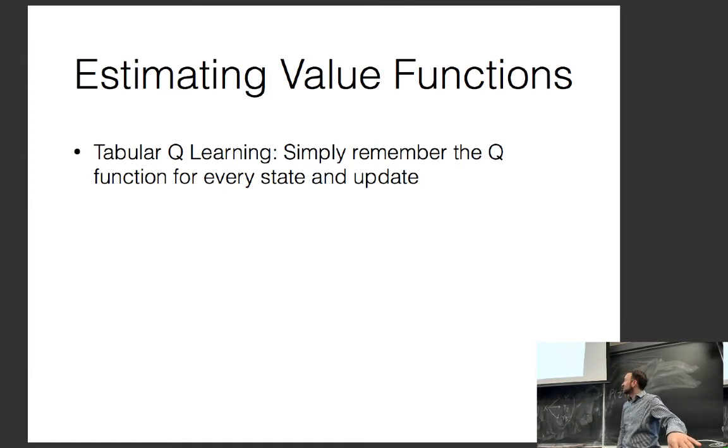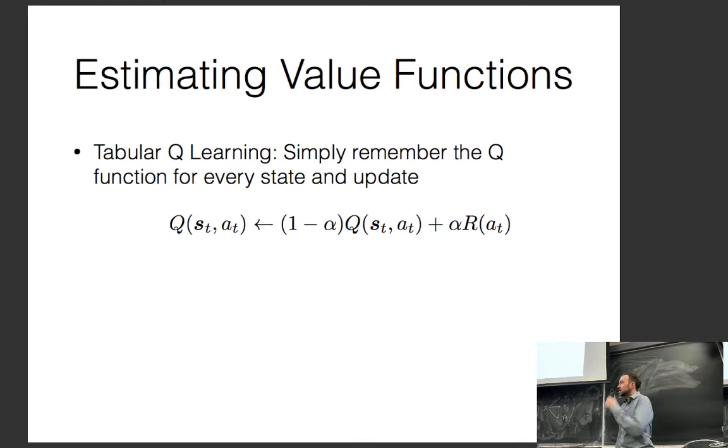But anyway, tabular Q-learning basically, in this case, you can explicitly remember this Q function, or you can explicitly remember the expected reward for being in a particular state. So if this is the case, you just have a table of all of your states.